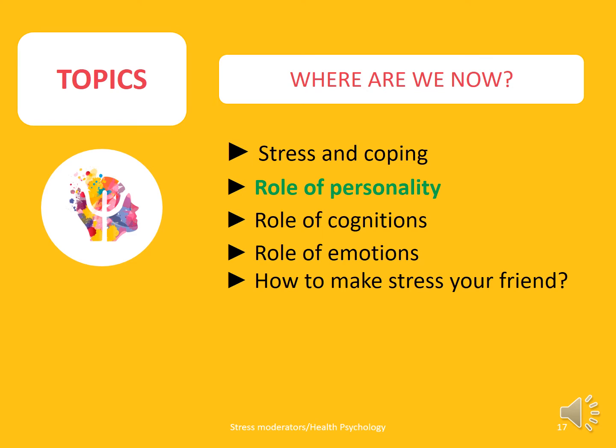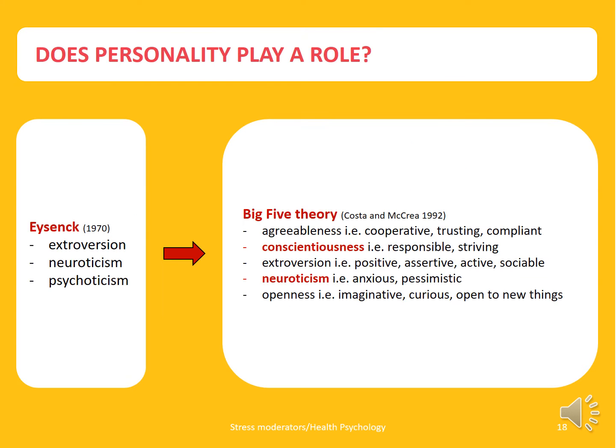Welcome back. As we now know more about the coping strategies, it is time to dig deeper into one of the aspects that could play an important role here, and it is your personality. What is personality? It can be defined as the dynamic organization within the individual that determines his characteristic behavior and thoughts. This definition reflects a trait approach to personality, which considers a person in terms of stable and enduring dimensions. Eysenck, in 1970, defined two dimensions, neuroticism and extroversion, and in later years added psychoticism.